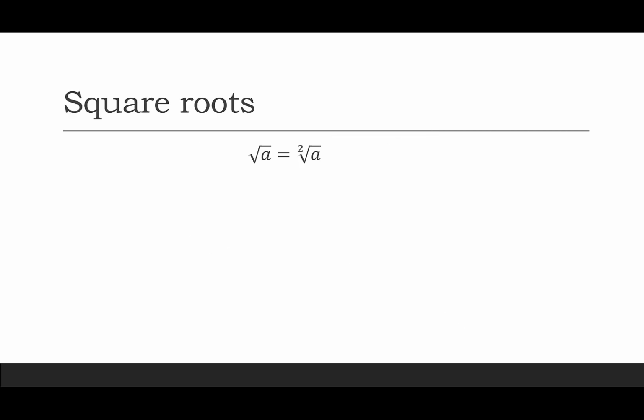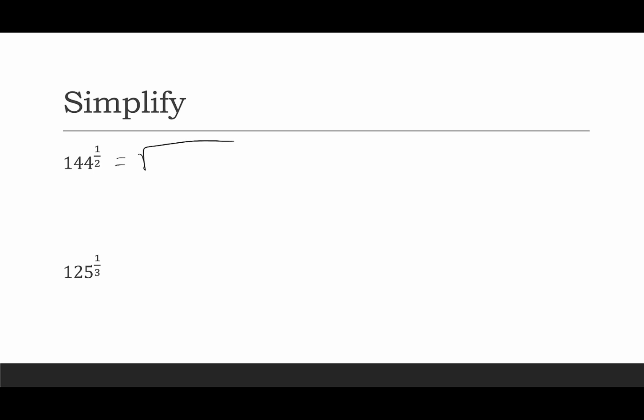As a reminder, when we write the square root, we usually don't include the index, but it's important to think about the index when we switch from the radical to the rational exponent. So we can also write the square root of a as a to the 1/2. So let's simplify a few numbers. If I have 144 to the 1/2, that means I have the square root of 144, which is just a positive 12. Given 125 to the 1/3, I think that's the cube root of 125, which is equal to 5.